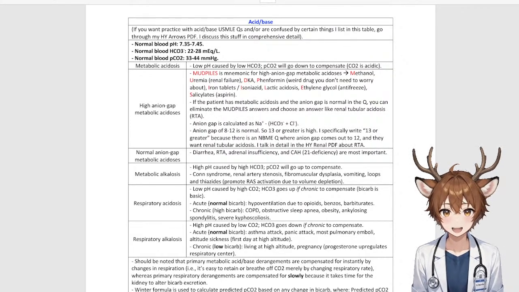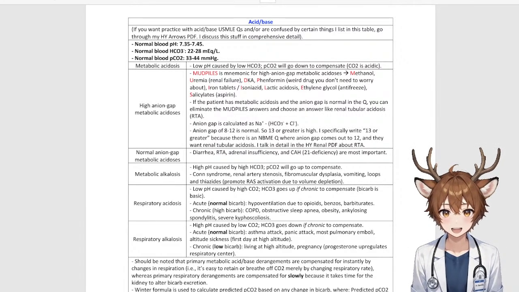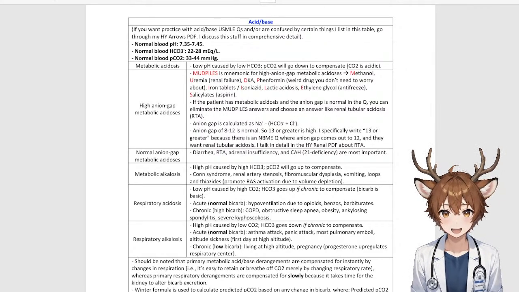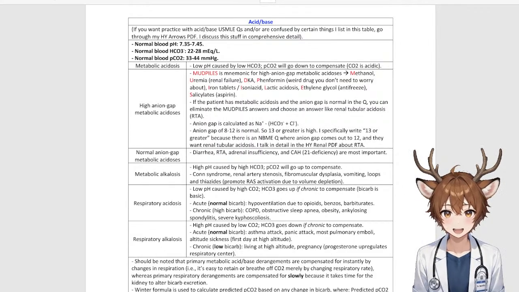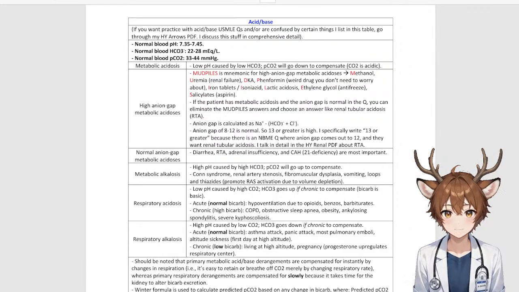Metabolic alkalosis. High pH caused by a high bicarb, PCO2 will go up to compensate. Causes: Conn syndrome, renal artery stenosis, fibromuscular dysplasia, vomiting, loops, and thiazides, which promote RAS activation due to the volume depletion.